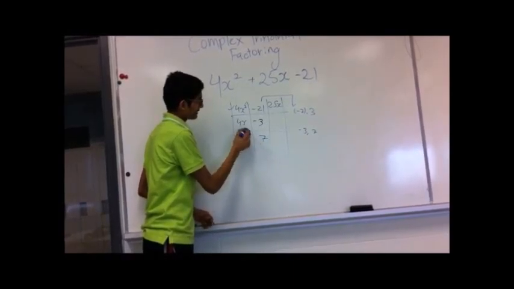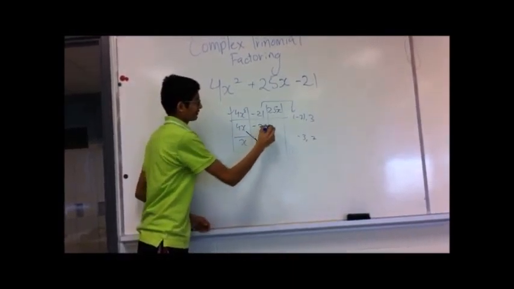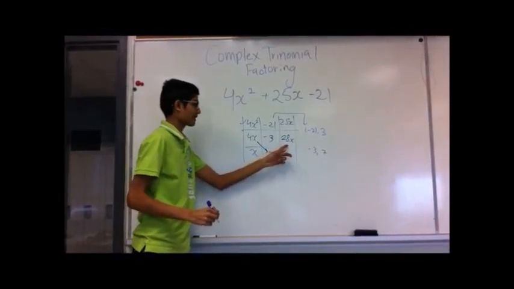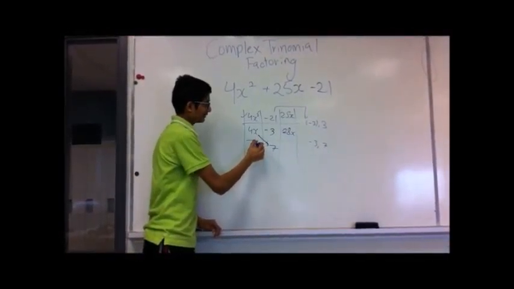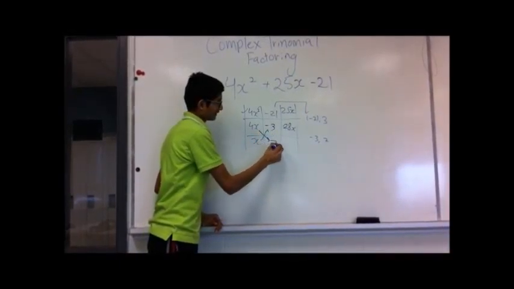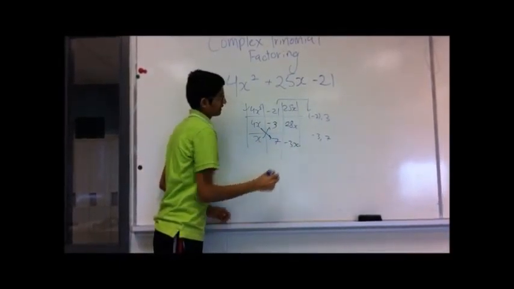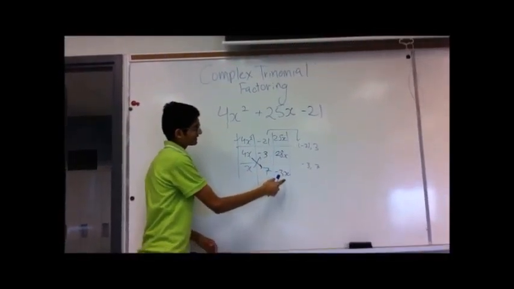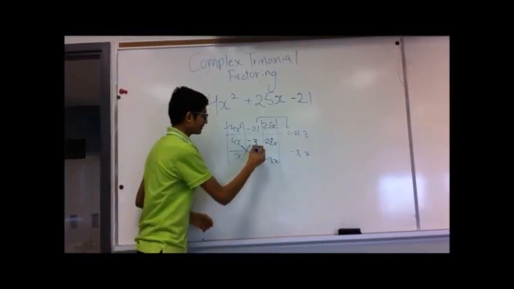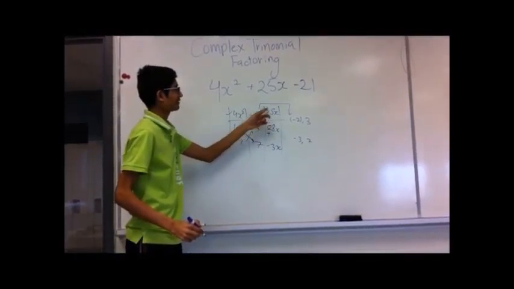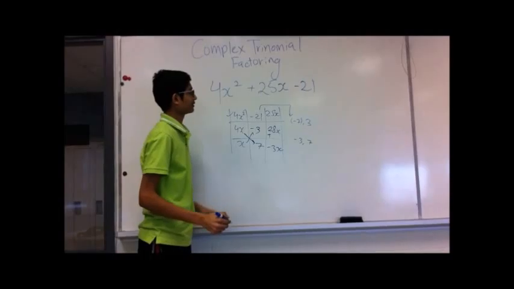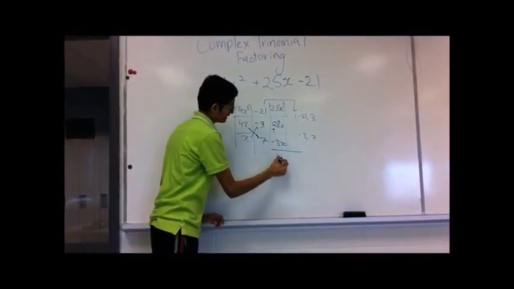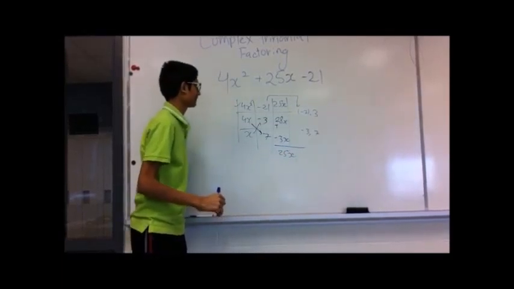We multiply 4x by 7, giving you 28x, which you write here. And then you multiply x by negative 3, giving you negative 3x, which you write in the bottom corner. Now we have 28x and negative 3x. We add them together to see if we get our middle term, 25x, and when you add them together, you indeed get 25x.